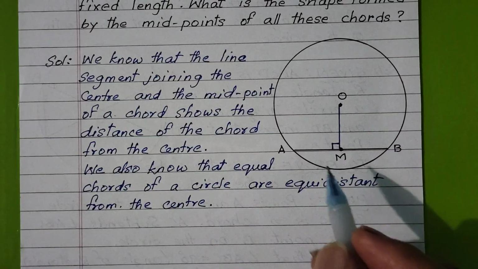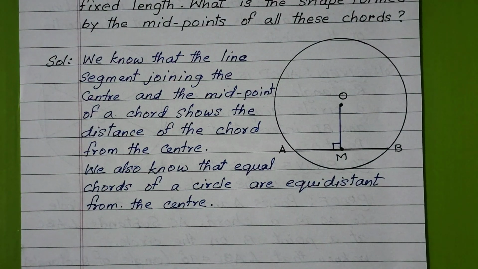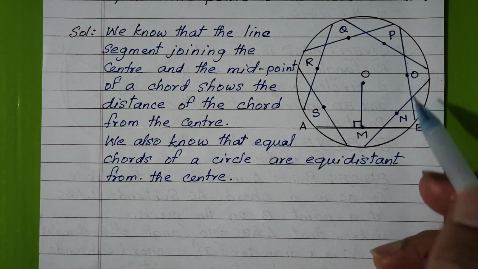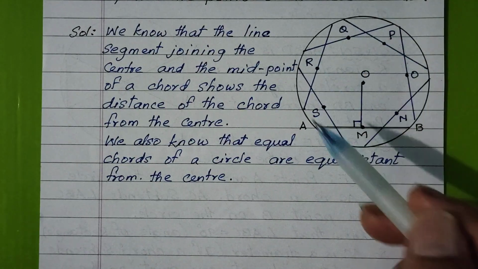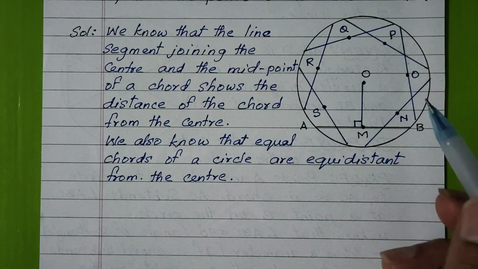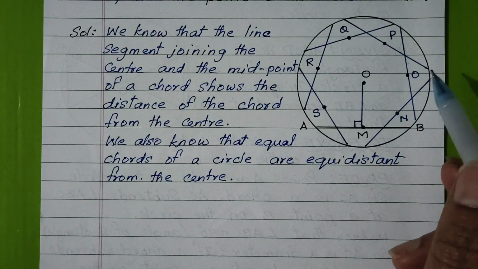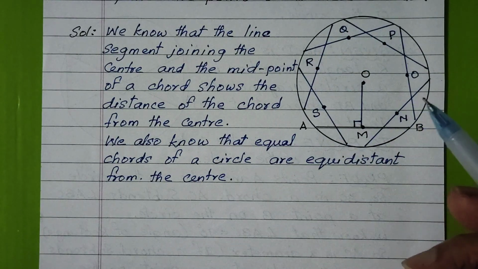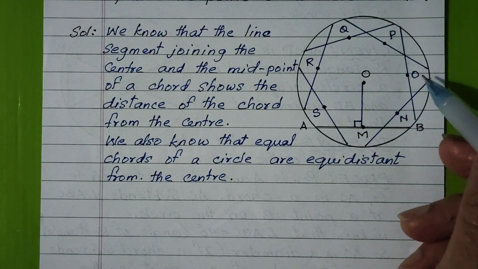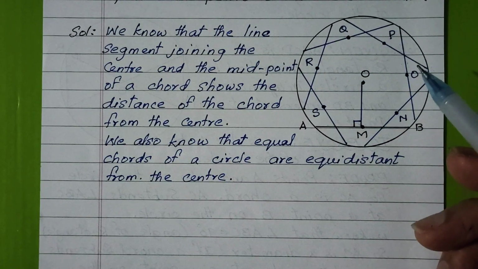So now we will draw some equal chords in the circle. You can see here we have drawn so many equal chords. We can draw infinite number of equal chords because there are infinite number of points on the circle. Now I have marked the midpoints of all the chords. N, O, P, Q, R, S are the midpoints of these equal chords.